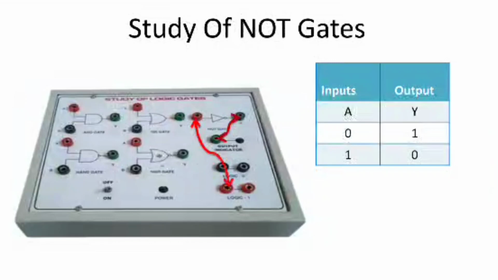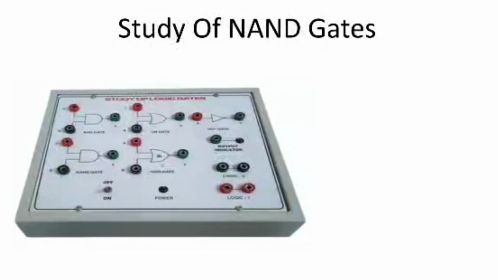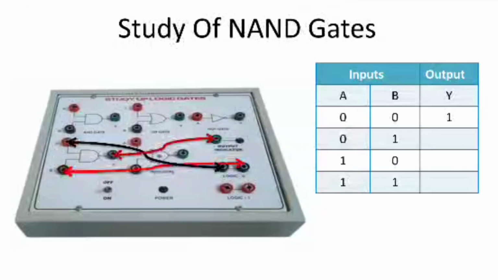Now let's see the working condition of NAND gate. NAND gate is nothing but AND gate plus NOT gate. It is opposite to AND gate. So the fourth one is NAND gate. Let's apply both inputs to the logic 0. Then at the output you will get logic 1.